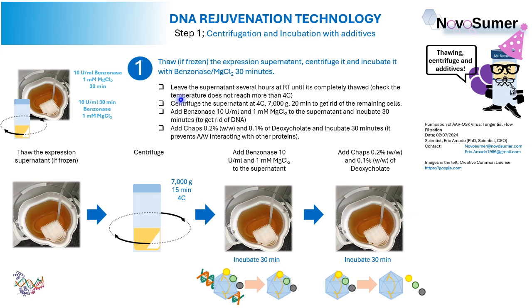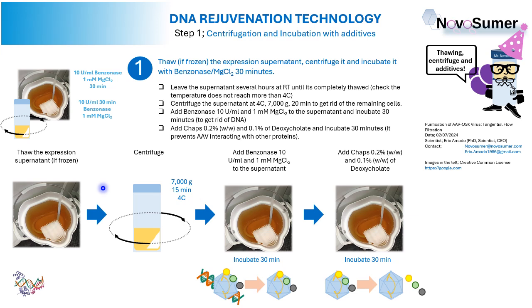step by step. Okay, in the first step, as you can see here, we thaw the expression supernatant if it's frozen. So we leave the supernatant several hours at room temperature until it's completely thawed, and we are checking the temperature so that it doesn't go farther than 4 degrees Celsius. Okay, we want the sample nicely cool. This is the first sub step.